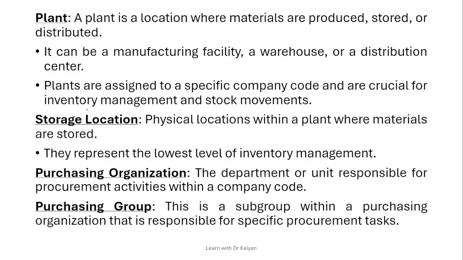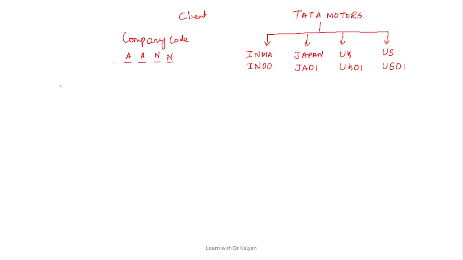What is inventory management? Inventory management is the process of managing the raw material present inside the warehouse, and also stock movement. Stock movement means the process of moving the raw material from the warehouse to the production department. This entire process takes place in a place called a plant. Now, to understand this plant, let us go to our enterprise structure.